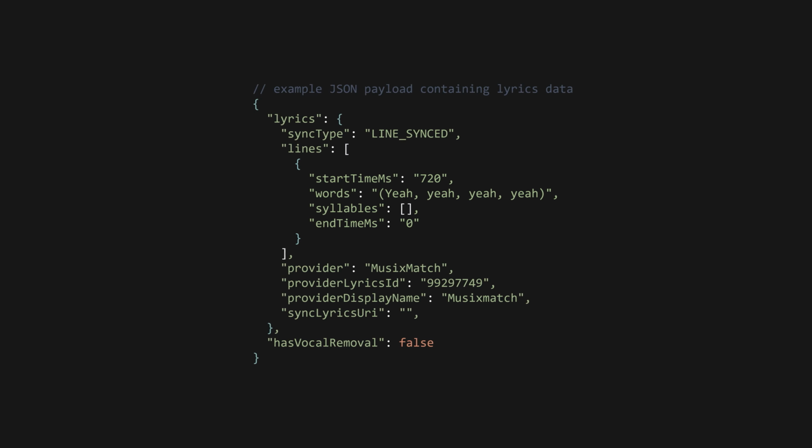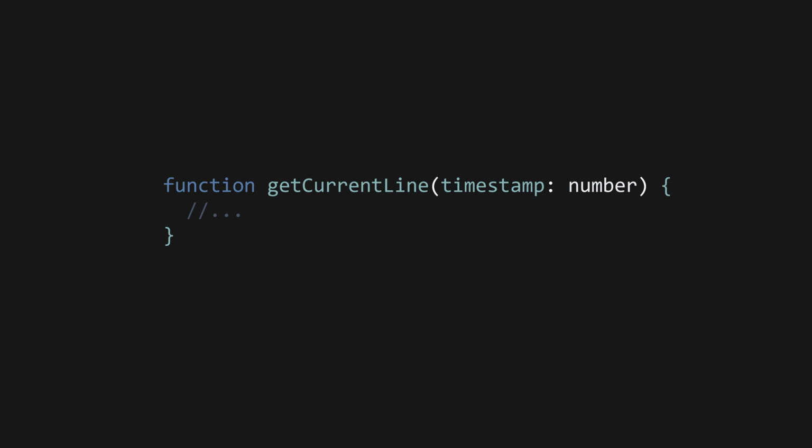One thing to keep in mind is that the lines are sorted chronologically. This makes our work much easier when we need to determine the current line in the lyrics. Now, how would that look? Let's hash it out. Here's the problem. Given a timestamp, we need to determine which lyric is currently active.